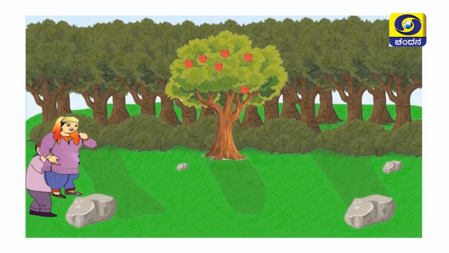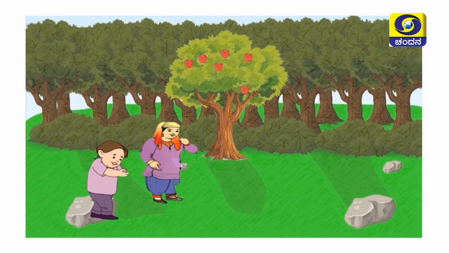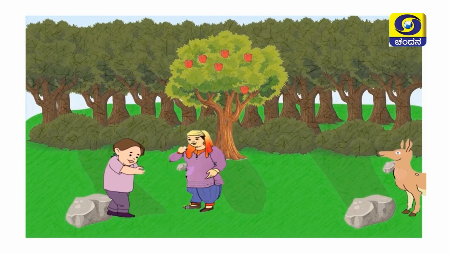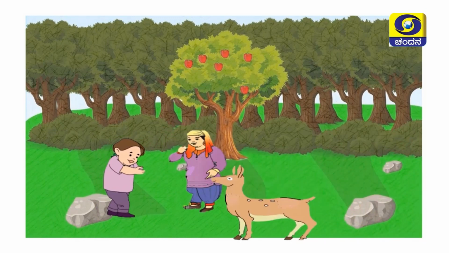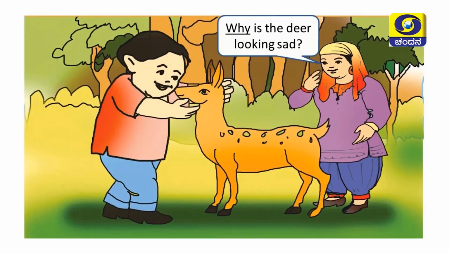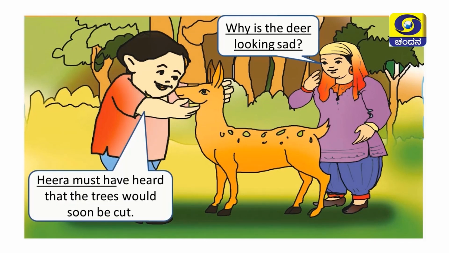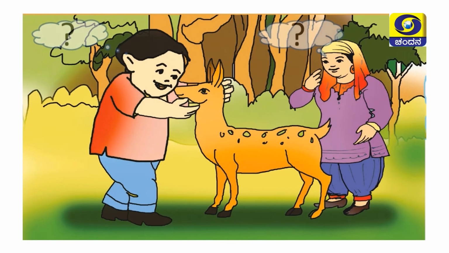Prem, along with his friend Nasreen, goes to the forest and they go to their most favorite place, and as they sit on the rock, Hira the deer comes sprinting towards them. Nasreen asks, "Why is the deer looking sad?" Prem replies, "I think Hira must have heard about the trees, that the trees would soon be cut down in the forest." Now both of them start thinking. They think for a while what to do now, how to save the forest.